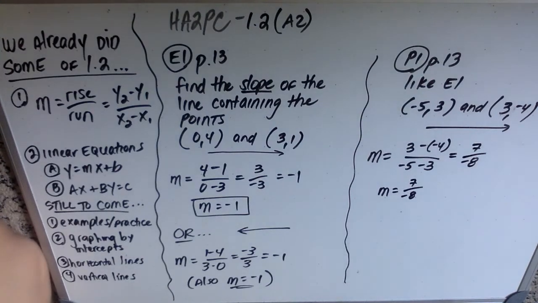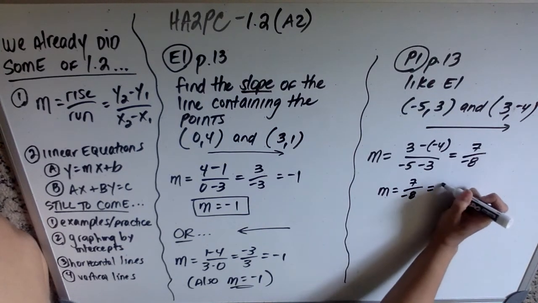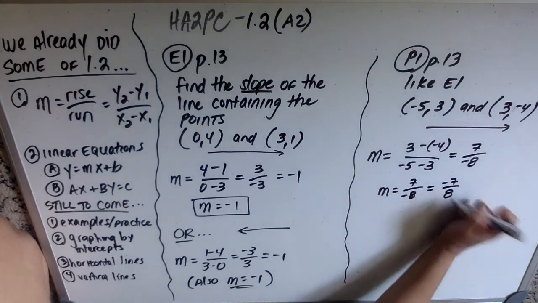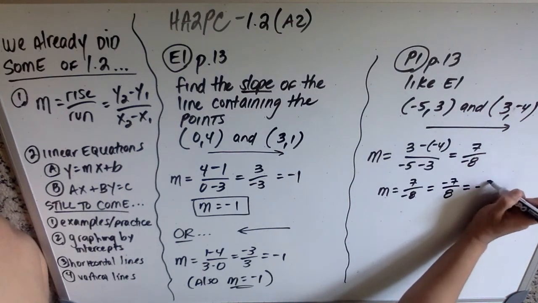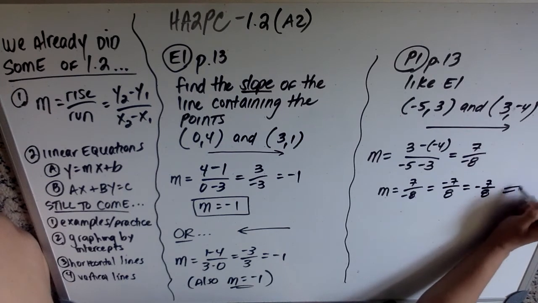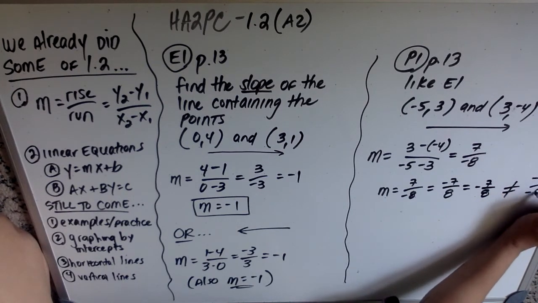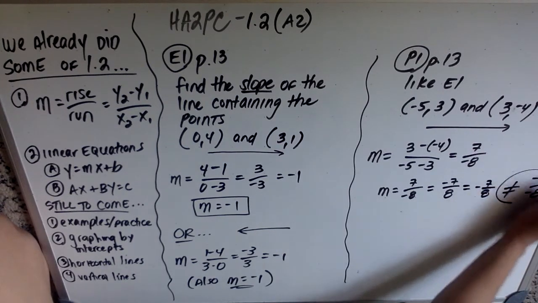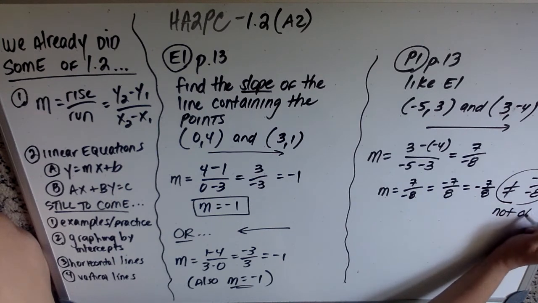You could write it as a 7 over negative 8. You could write it as a negative 7 over regular positive 8. Or you could put the negative in the middle of the fraction so that it's not really with either number. What you can't do is make them both negative because that would make them positive. So it's not this. This is not okay, right?